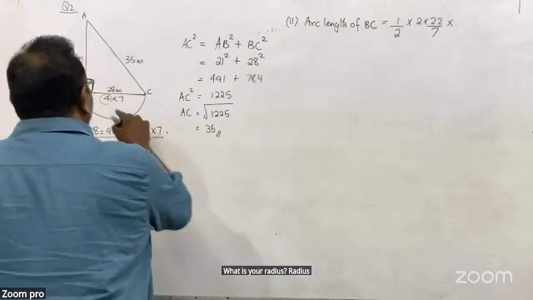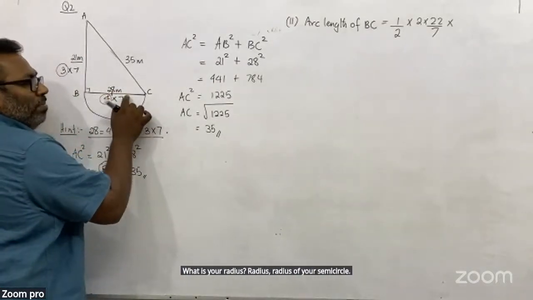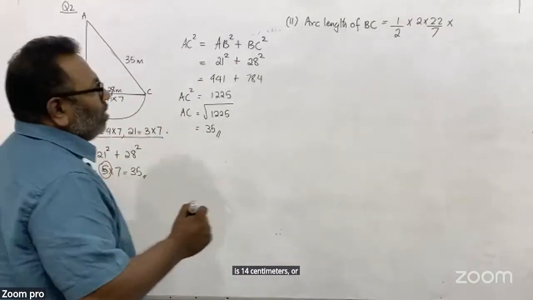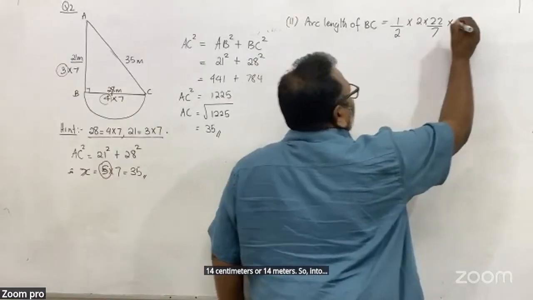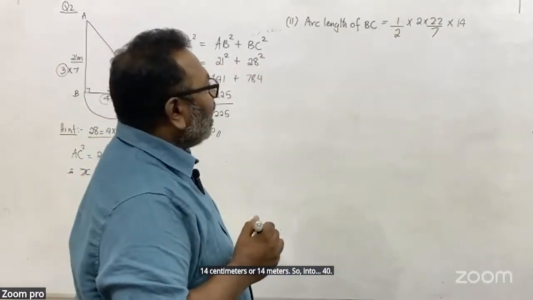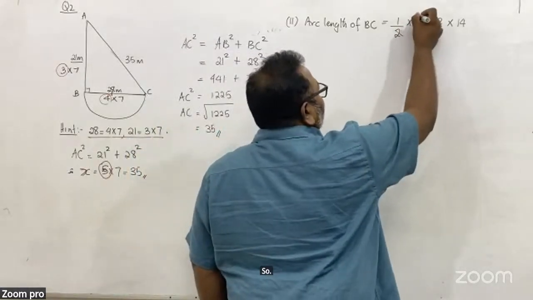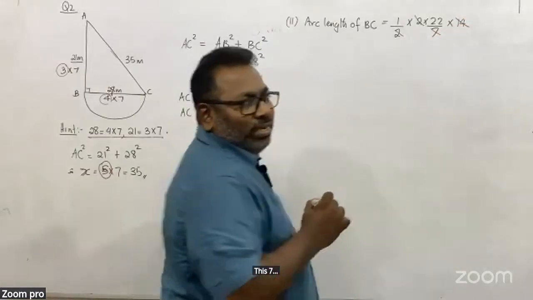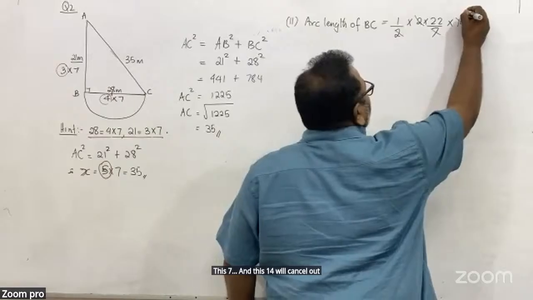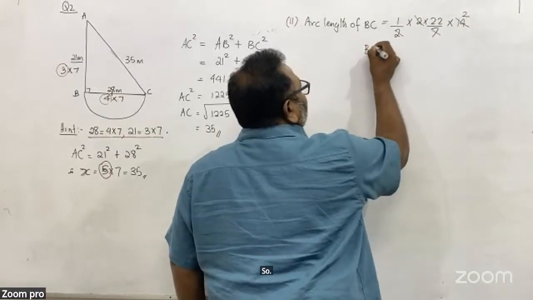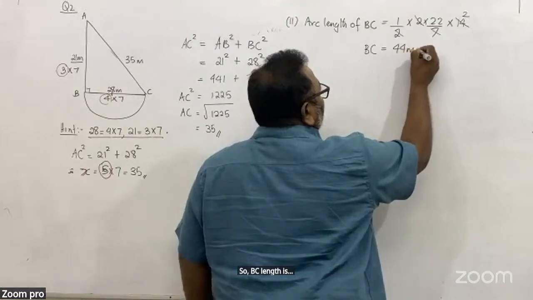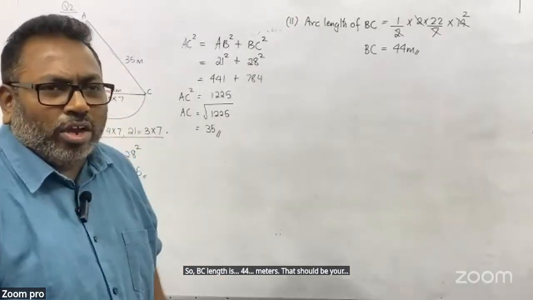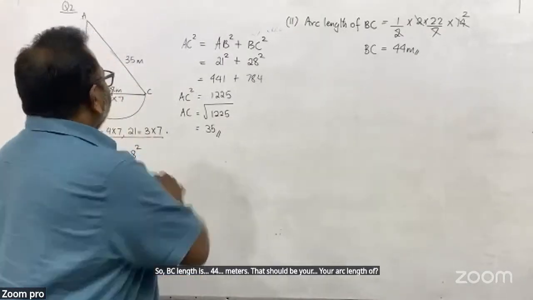The radius of your semicircle. BC is your diameter. The radius is 14 meters. So into 14. Okay, find the arc length first. So this 2 and this 2 will cancel out. This 7 and this 14 will cancel out. You have 2 here. So the BC length is 44 meters. That should be the arc length of BC.